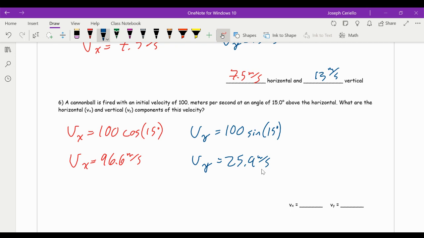So one really good way to check your work here to see if you did these correctly would be to do the Pythagorean theorem, like 96.6 squared plus 25.9 squared, and see if it comes out to be 100 squared. It should work out just about right. Now, it won't be exact because our answers are slightly rounded, but it should come out to be very close.